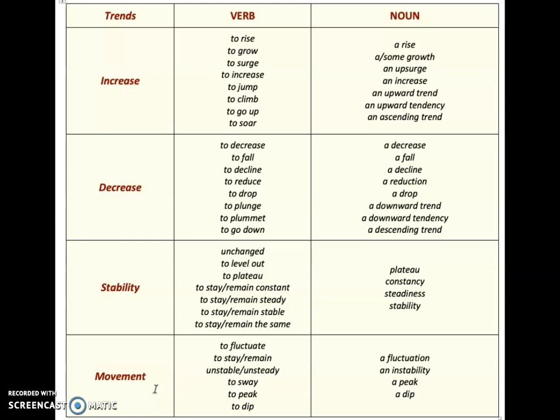And then if we just need words for movement itself, like maybe going up and down quickly, we could say that it fluctuates. That means it's going up and down quickly. And then these are just other words, like to peak is to go way up high, and then the very top is the peak, and then to dip would be go down low, and the very bottom would be the dip. So those are just some different words we use when we're describing graphs.